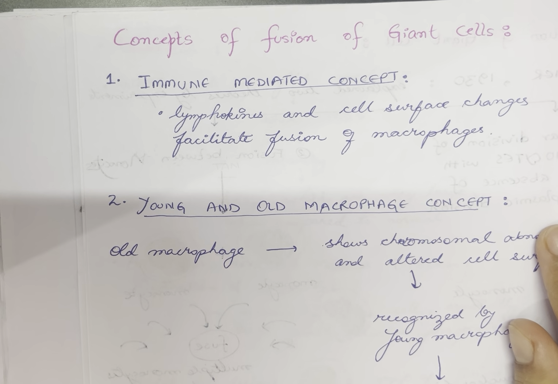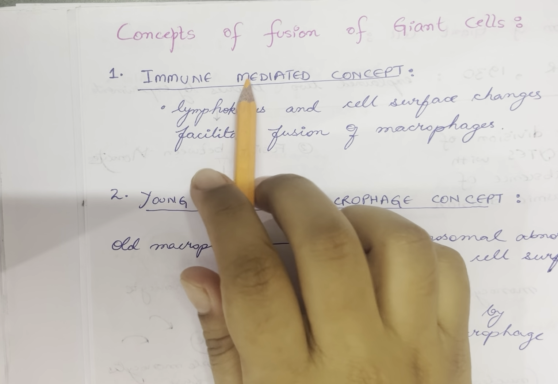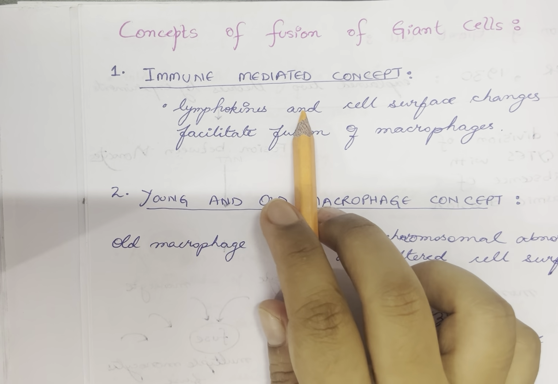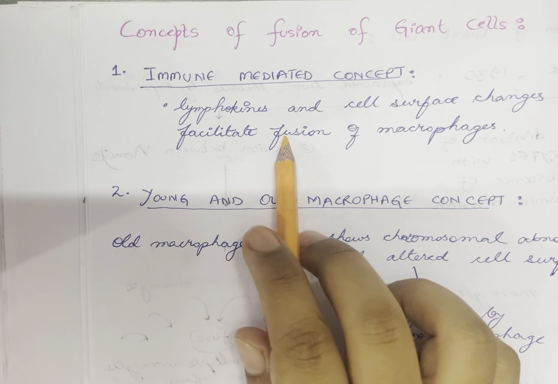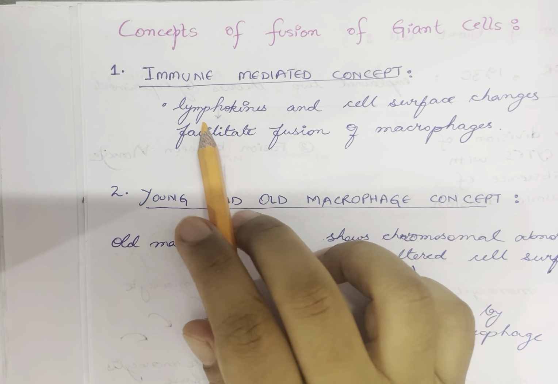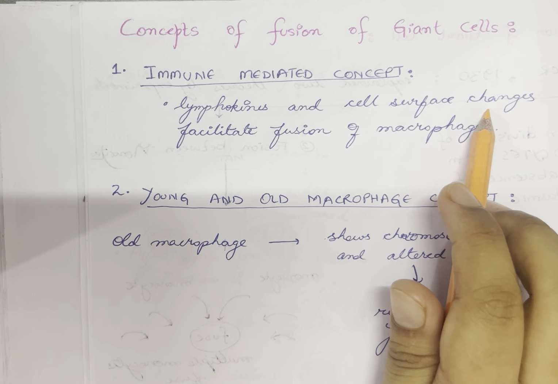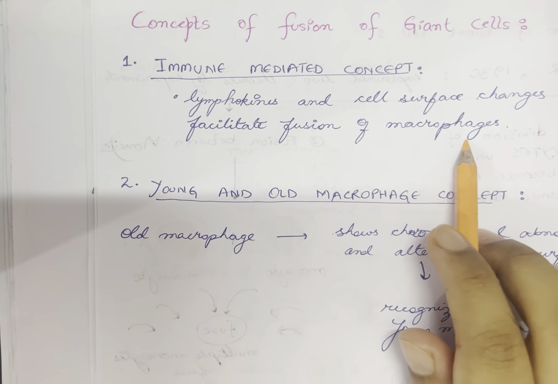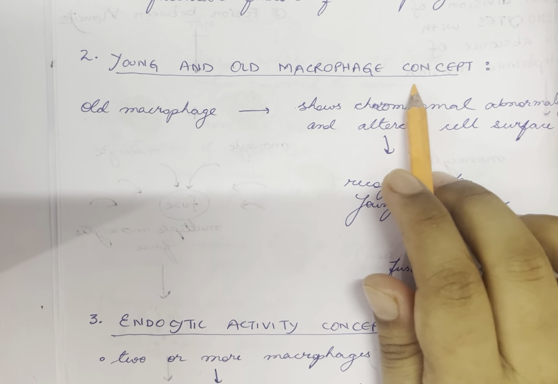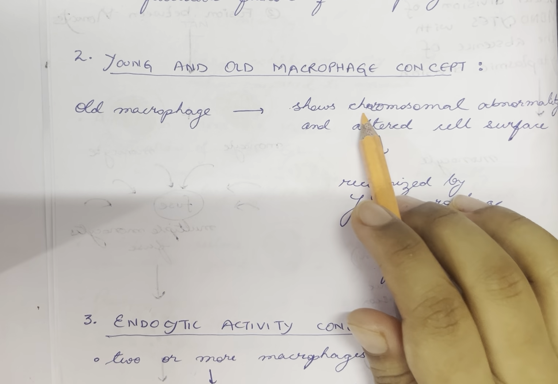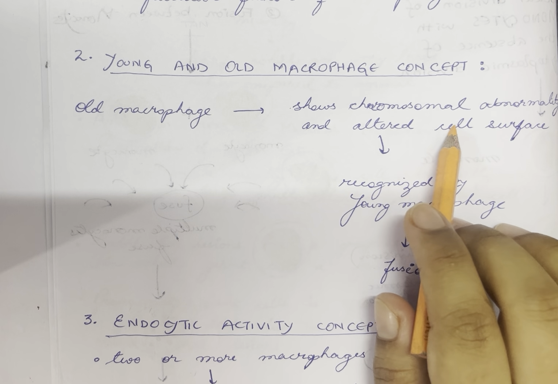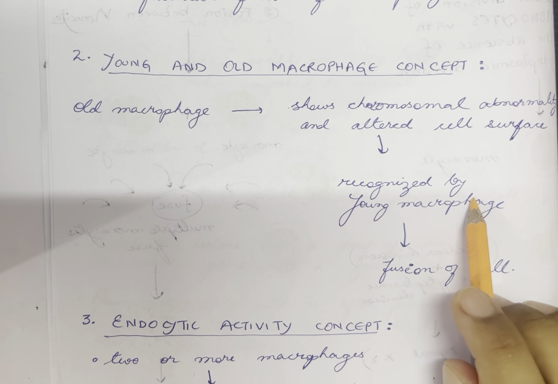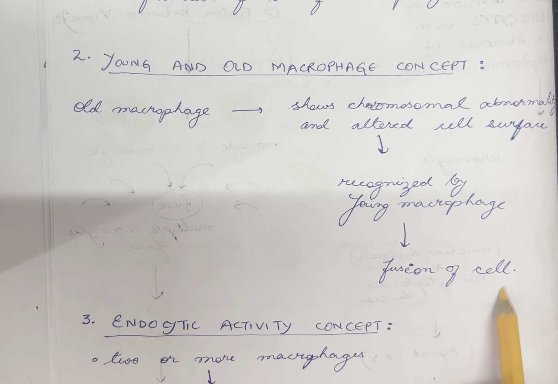Coming to concepts of fusion of giant cells. Immune-mediated concept: lymphokines and cell surface changes facilitate the fusion of macrophages. Young and old macrophage concept: old macrophages have chromosomal abnormality and altered cell surface. This is recognized by a young macrophage, and then there is fusion of cells.